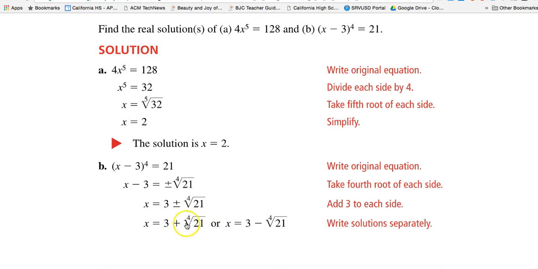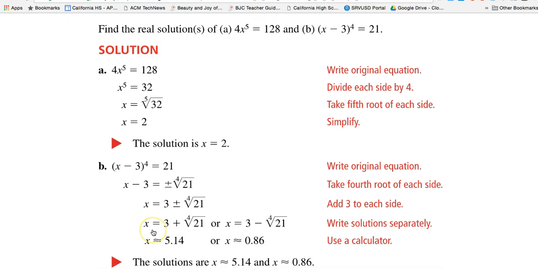Now this is not a clean root. 21 does not have a nice even 4th root. So if you plug this into a calculator, you get two potential answers to this. We round it off to 2 digits. You have x equals 5.14 or x equals 0.86. If you plug this back into a calculator, these are your two solutions, and you would get that both of these satisfy this equation.